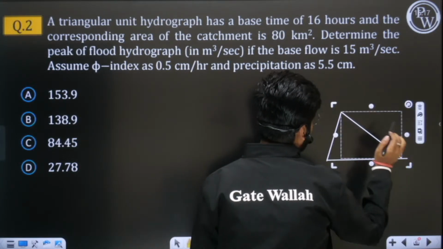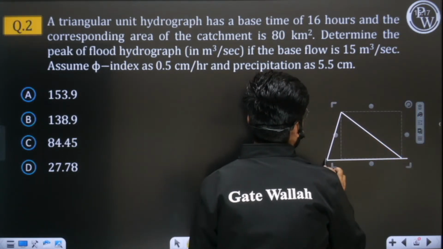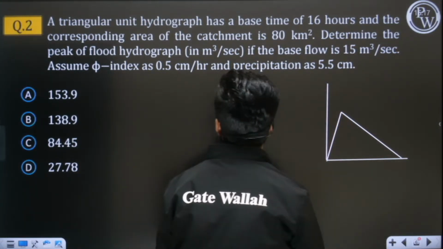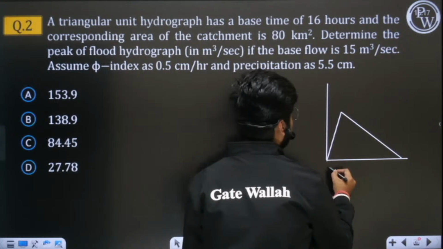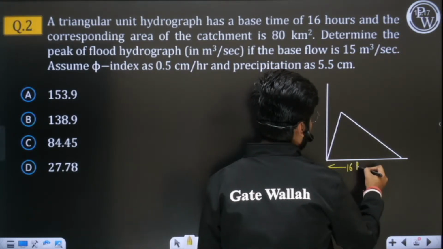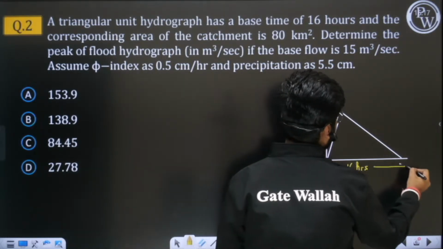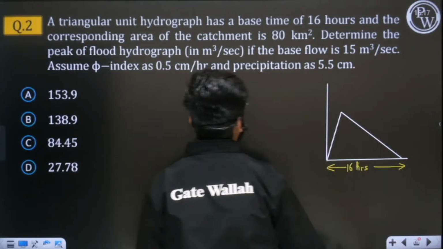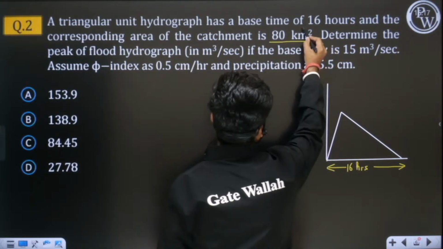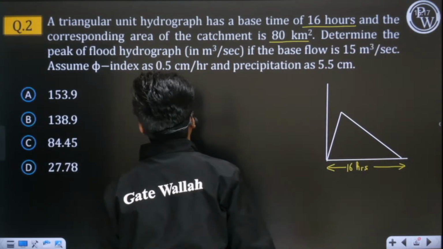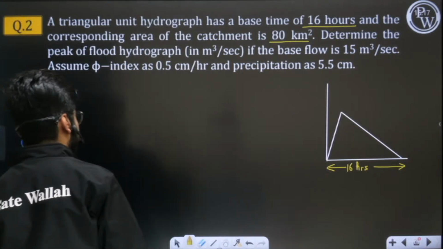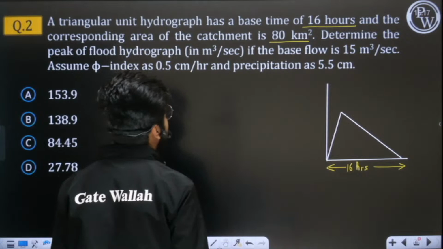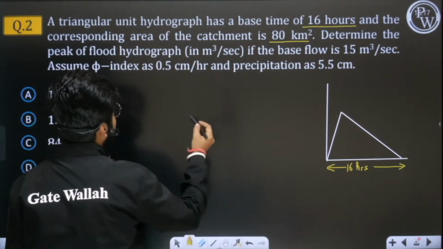This is your triangular unit hydrograph. Okay, now what it is saying, it is having a base time of 16 hours and corresponding area of the catchment. Catchment area is also given to us. Base time is given to us. Determine the peak of flood hydrograph. Okay, base flow is this much. Phi index is also given. Precipitation is also given. Very simple.